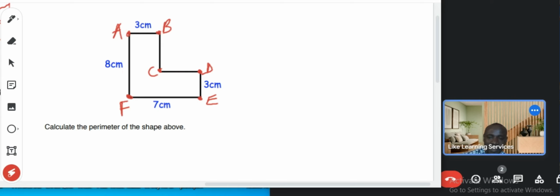What's the length of... Can you see where I am? Yeah, speak up and tell me what's the length of AB. What's the length of A to B? That's what I call AB. I need you to speak up, please. What's the length of A to B?